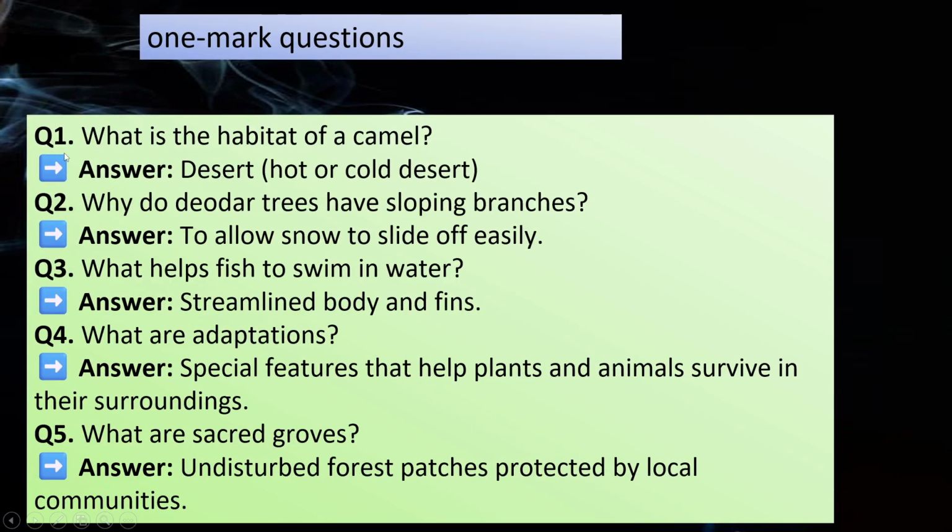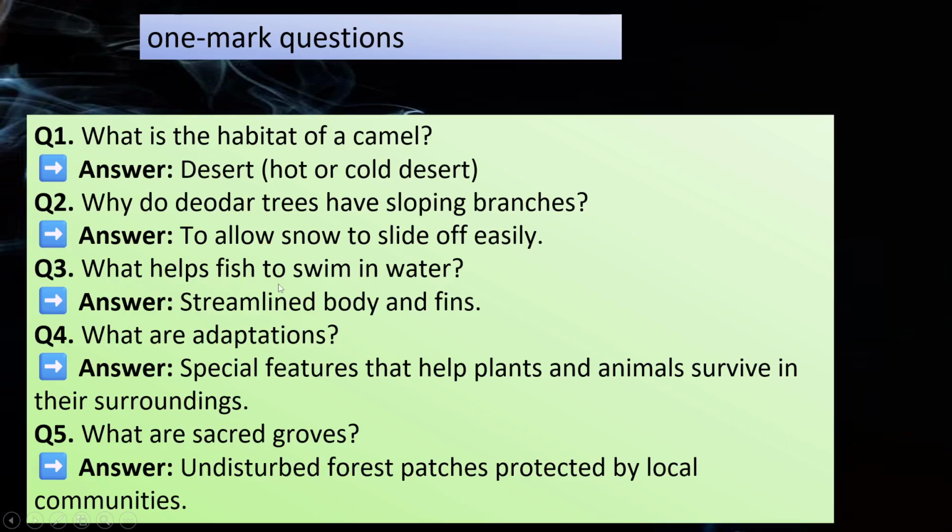1 mark questions. Question number 1. What is the habitat of a camel? Answer: desert, hot or a cold desert. Question number 2. Why do deodar trees have sloping branches? Answer: to allow snow to slide off easily.